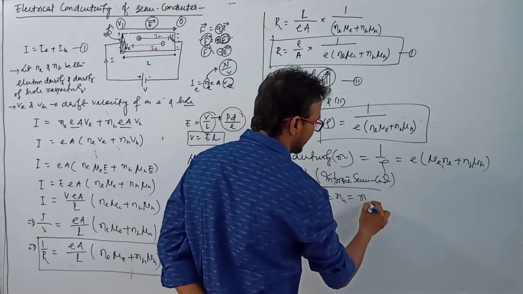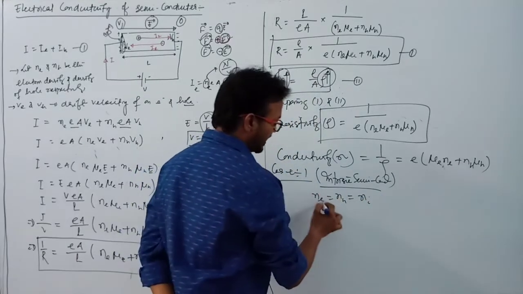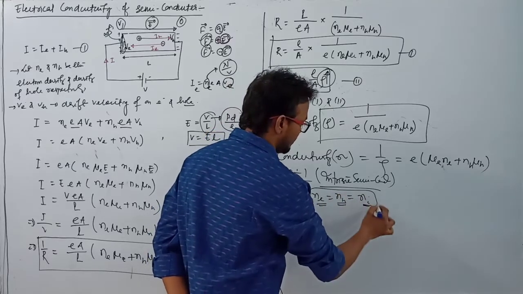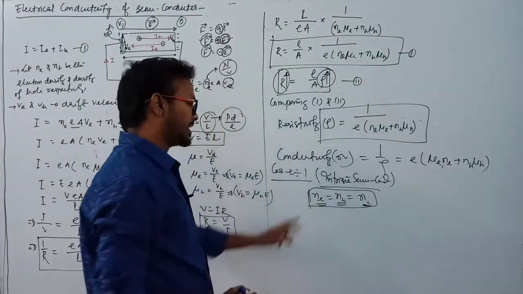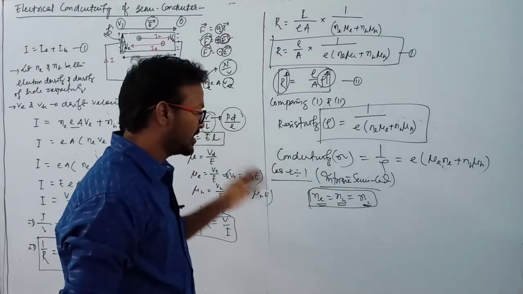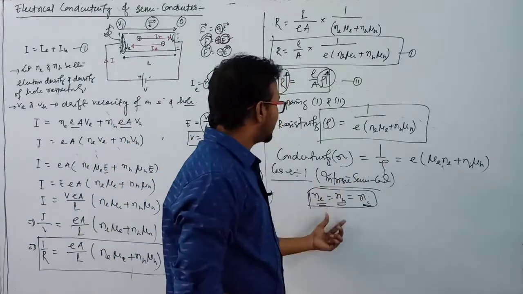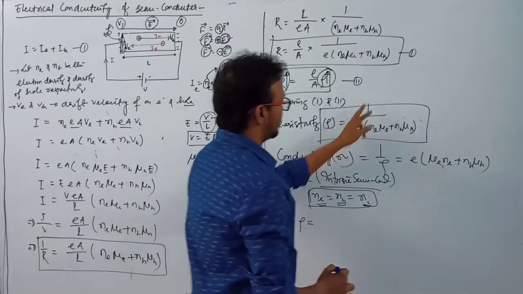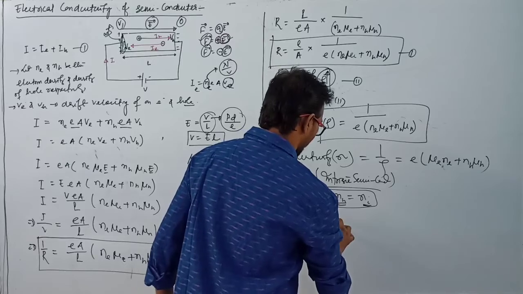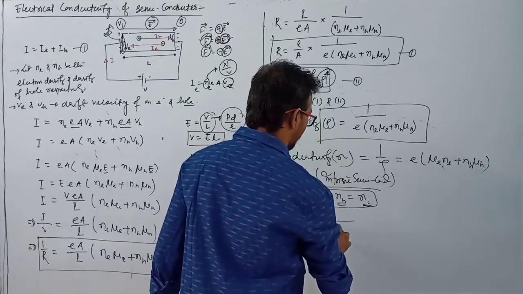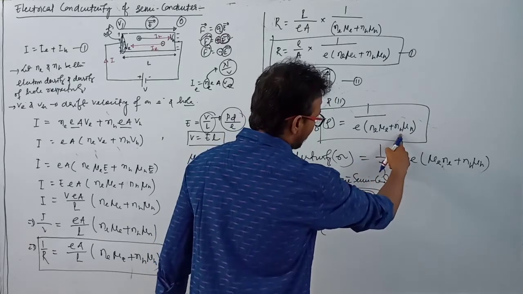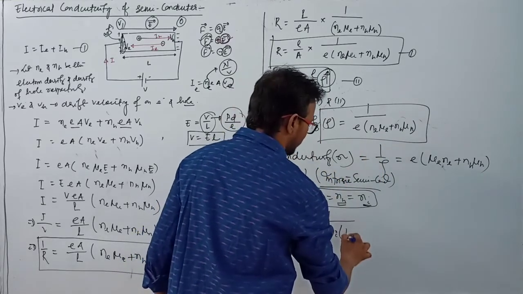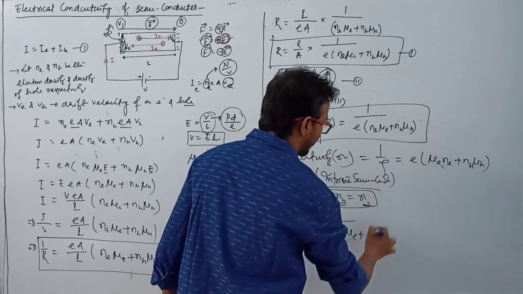Suppose I am taking here Ni, number of electrons equal to number of holes, and the number is Ni, which means the concentration of electrons and holes are equal. In this case, which case? Intrinsic semiconductor. So in this case we can write the resistivity of this semiconductor as rho equal to 1 by e into Ni into (mu_e plus mu_h), since Ne and Nh are equal and one term can be taken common.